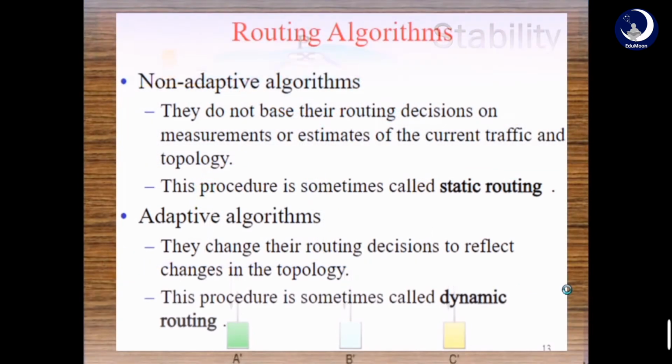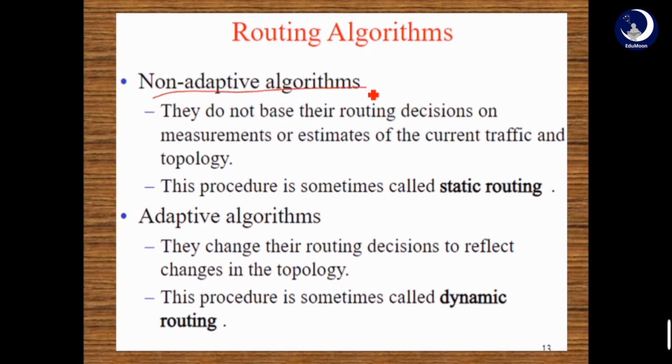There are two types of routing algorithms, non-adaptive algorithms and adaptive algorithms. Non-adaptive means which do not change their routing path because of the traffic. So it is also known as static routing. Whereas the adaptive routing, these change their routing decisions. So it is also known as the dynamic routing.